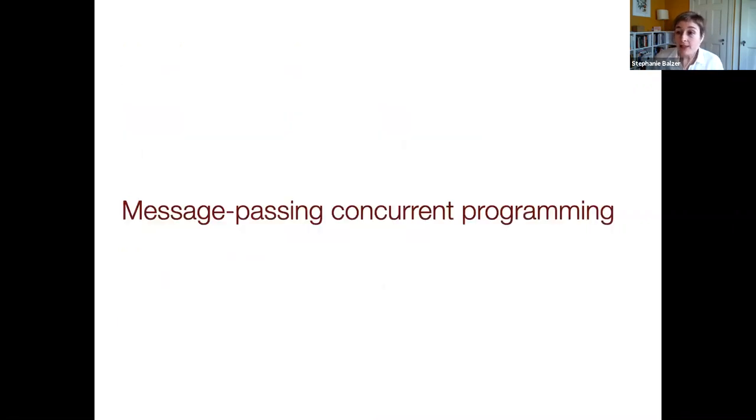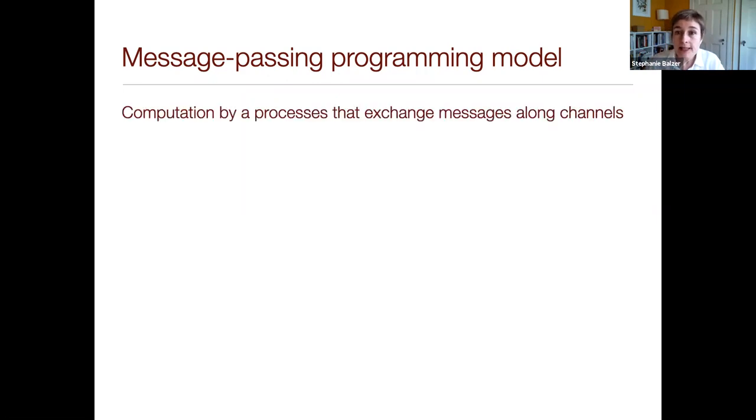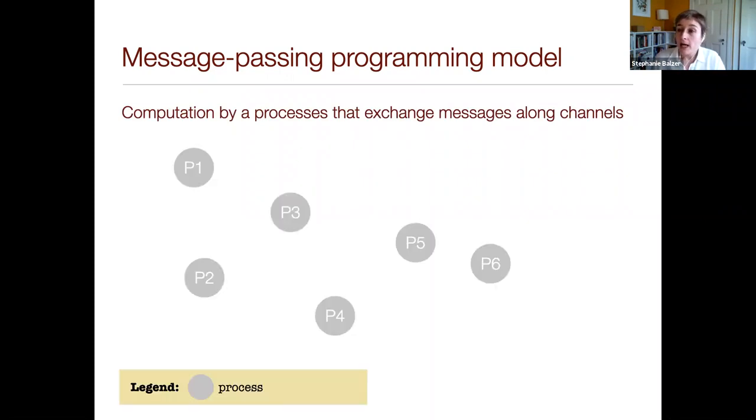Okay. All right, so let's look at the first part today, which is about message passing concurrent programming. We're all used to a programming model where we have a program that has access to some shared memory and mutates locations in it, or a purely functional program. But in a message passing concurrent setting, we view computation differently. Computation happens by a number of processes that compute by exchanging messages with each other. And in order to exchange those messages, the processes are connected via channels.